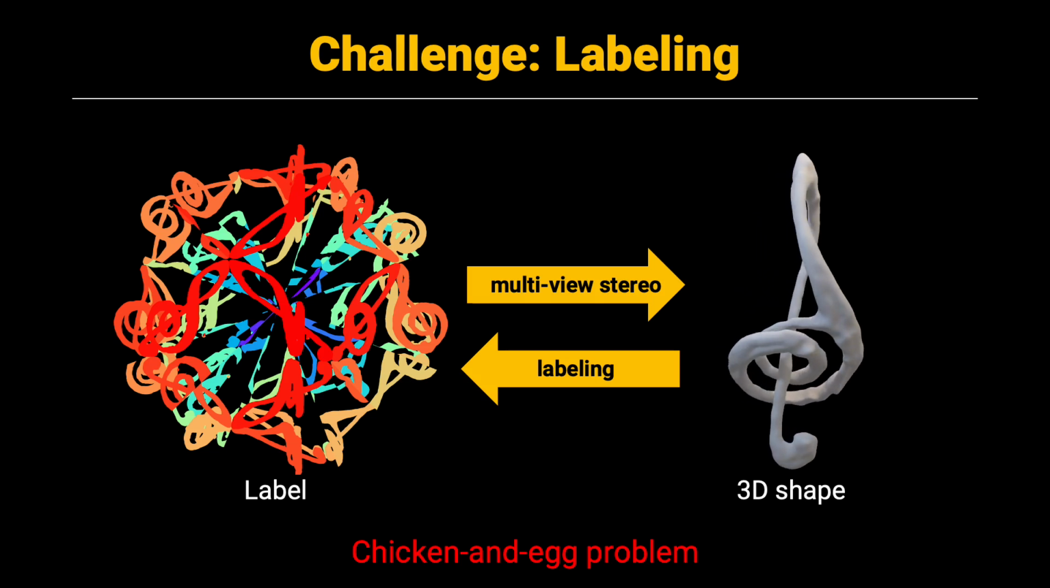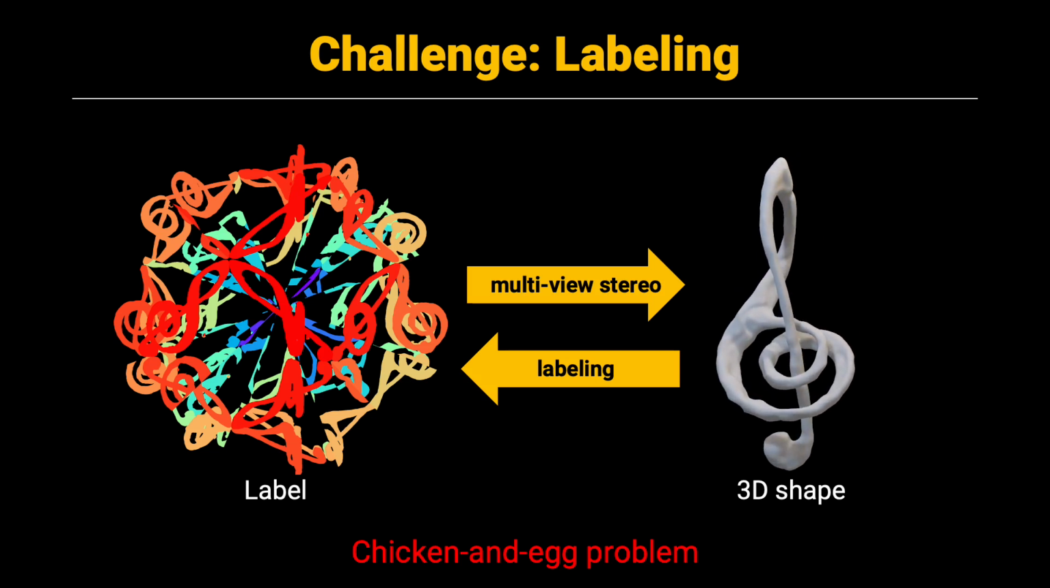However, it is challenging to solve the labeling problem because the label itself is a function of the unknown object shape. In other words, we need the label to solve multi-view stereo and obtain the 3D shape, but we need the 3D shape to solve the labeling problem, which is a chicken and egg problem.